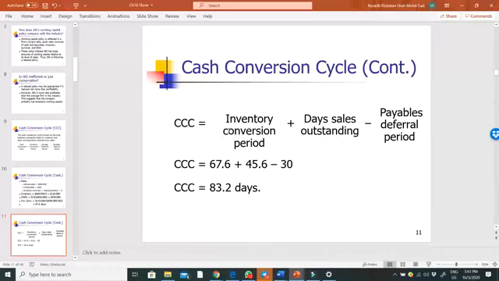So inventory conversion period is 67.6 plus days sales outstanding 45.6 minus 30 days payable deferral period. So altogether your CCC is 83.2 days. So for 83.2 days you will have no money, okay? Once you buy the product, your raw material, you need 83.2 days, then only you will get your money back.